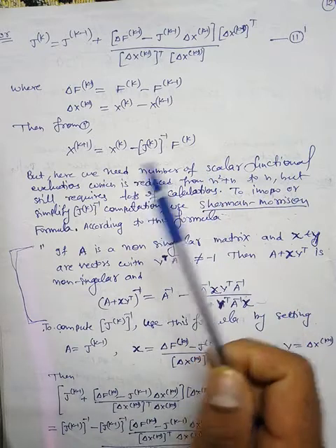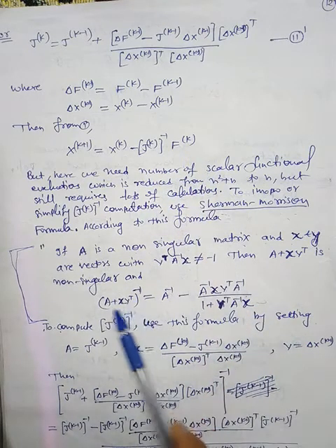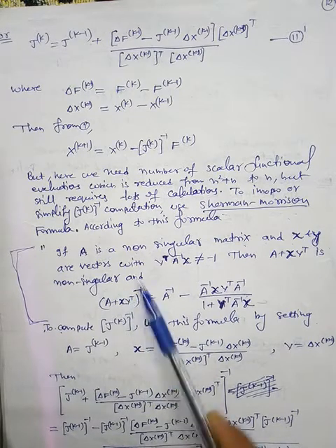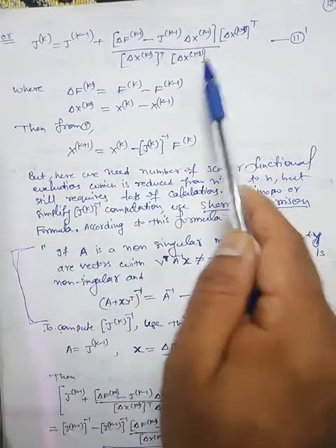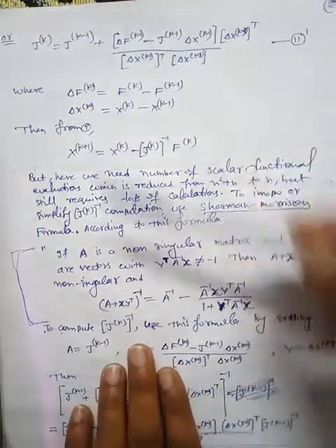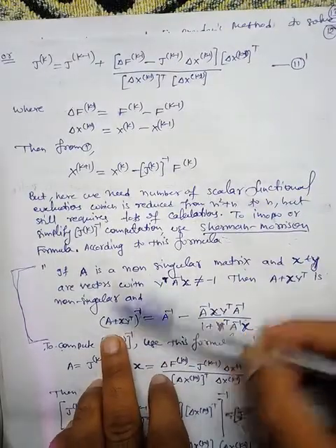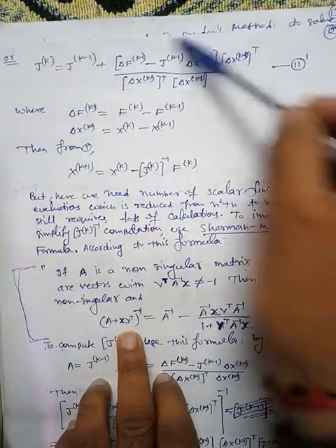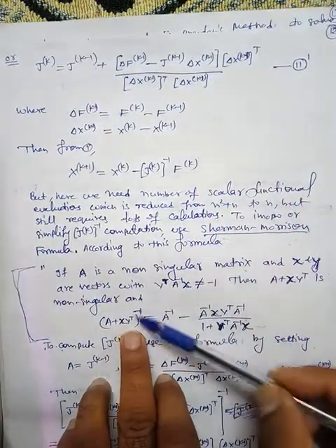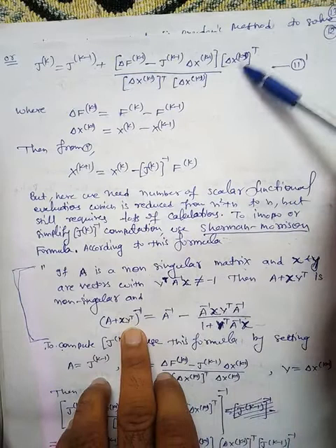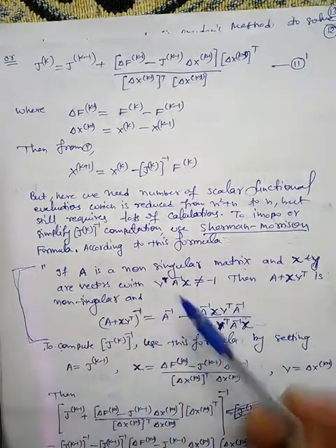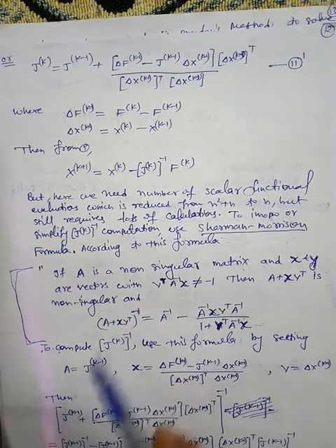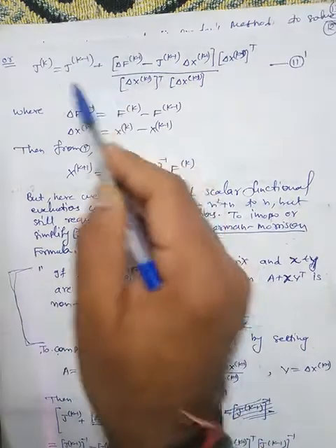Okay, so we can say that this is actually Jk, then its inverse. So what is Jk? According to this, Jk is this. If you compare, then here A is basically this. What is x? This is your x, this quantity. What is y? Y is this quantity. So just to compute Jk inverse, use this formula by setting A as Jk, which is taken from here.